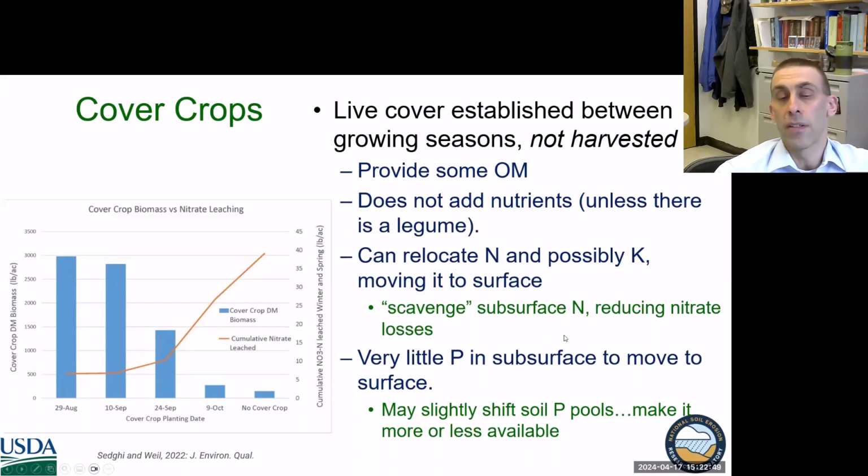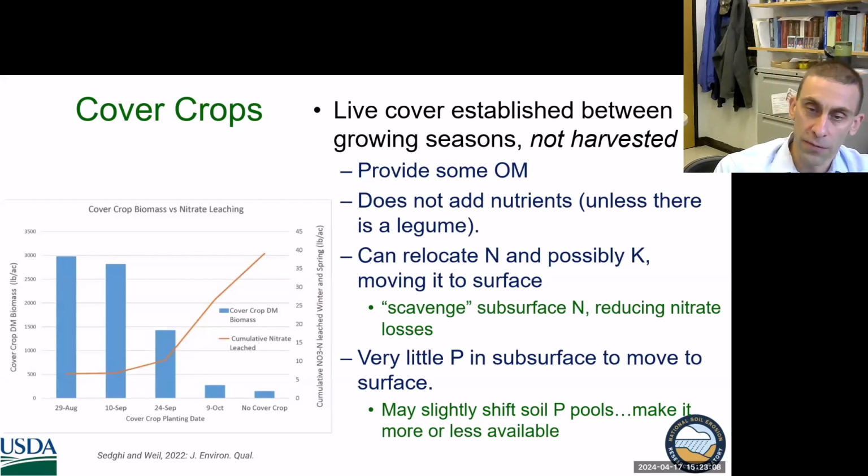Now, on the other hand, for phosphorus, there's very little phosphorus in the subsurface to move to the surface, because phosphorus tends to be, again, surface dominated. It doesn't move very much out of the surface. Now, the cover crop may slightly shift the phosphorus pool. It may shift it into different pools, making it more available, or it can make it less available. It all depends.